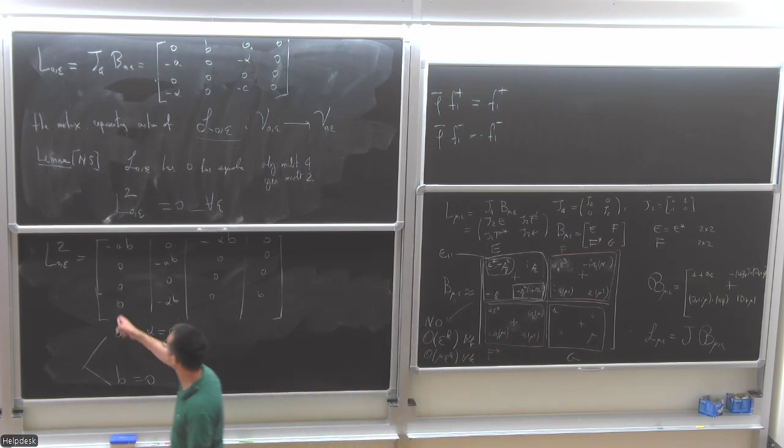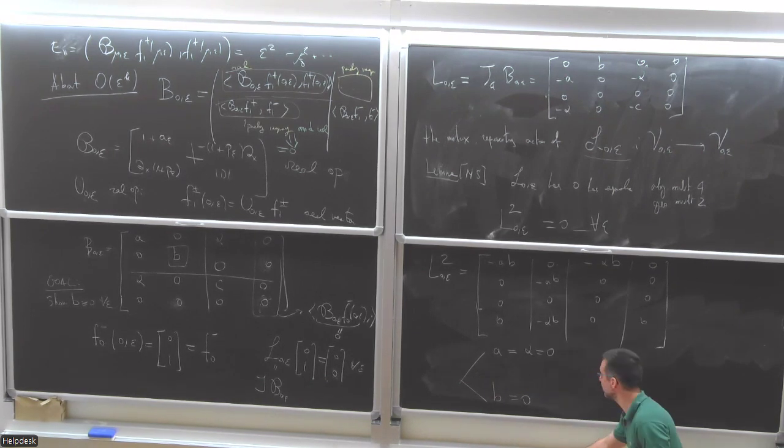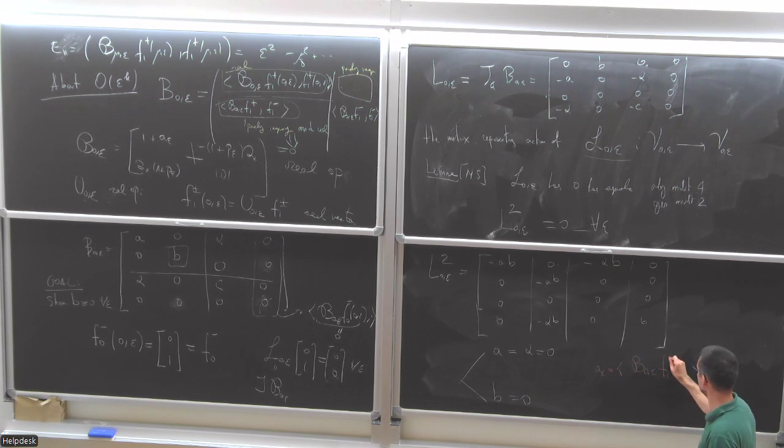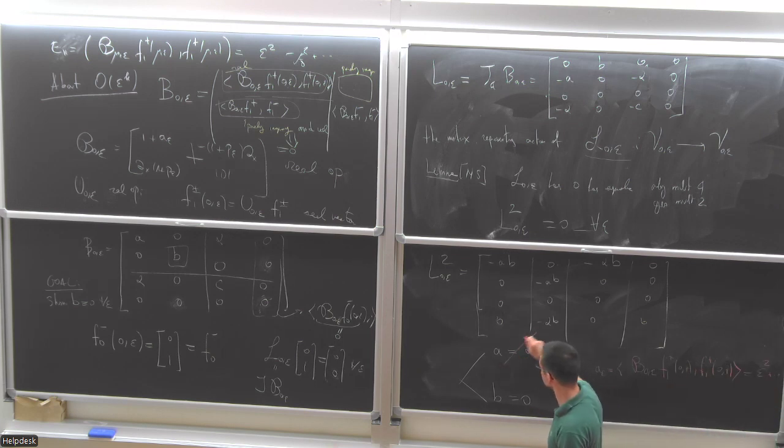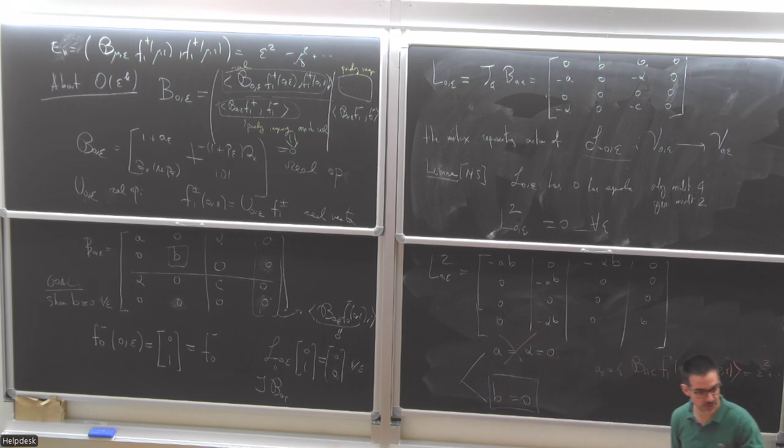Okay, but what is A? A is this element here. What does it mean? A, for example, depends on epsilon; it is the scalar product of B0 epsilon, F1 plus 0 epsilon. And if you compute by Taylor, you discover that it is not 0. It is epsilon squared plus other terms, and so this possibility is not alive, and the only one which remains is that B must be equal to 0.